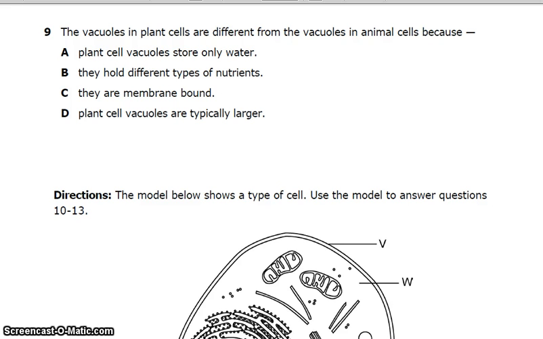Question 9. The vacuoles in plant cells are different from the vacuoles in animal cells because plant cell vacuoles store only water, they hold different types of nutrients, they are membrane bound, plant cell vacuoles are larger.